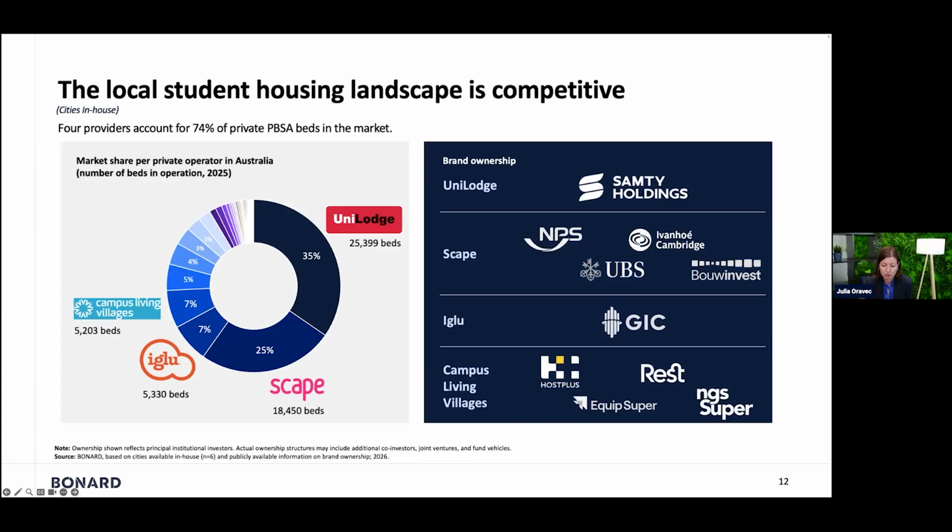Campus Living Villages, as you see there, contributing 7% of the overall stock, is jointly owned by a consortium of 4 companies: HostPlus, Rest Super, Equip Super, and J Super. And then they operate more than 40 villages globally under this leadership group.